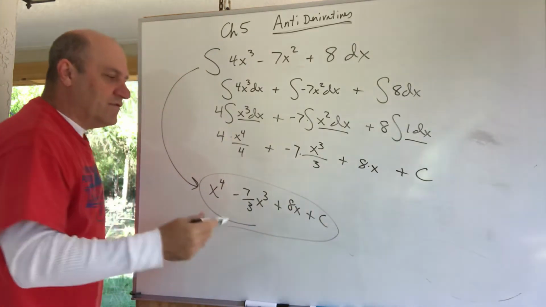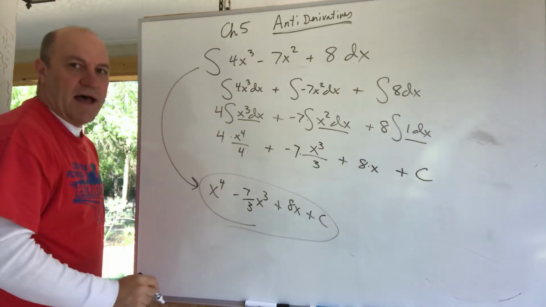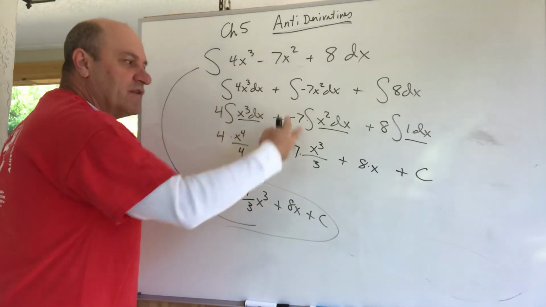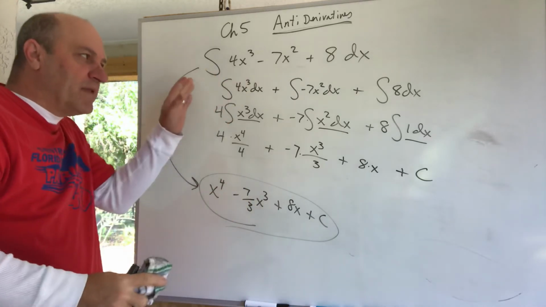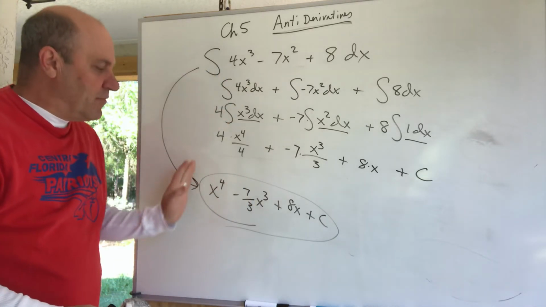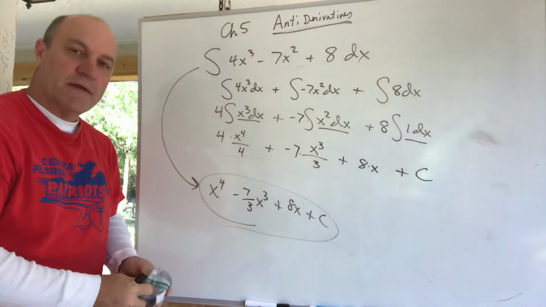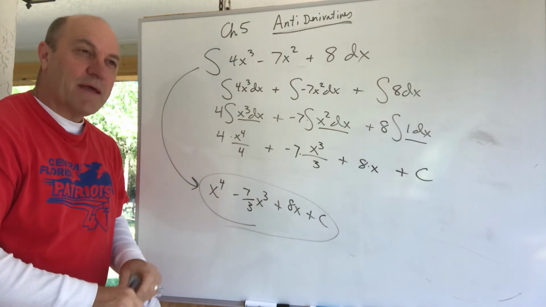So the truth is you just do this. But you're kind of doing those other two important rules in your head. You're pulling out multiplied constants. You're doing the power rule. You're putting the constant back. You're doing 3 separate little integrals. So I'd like you to get that concept.